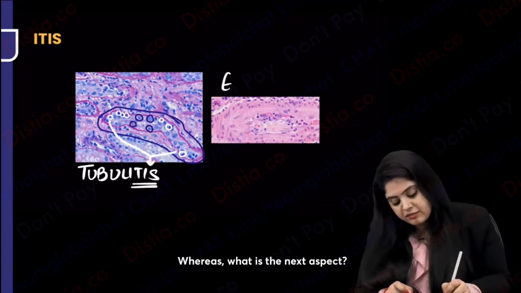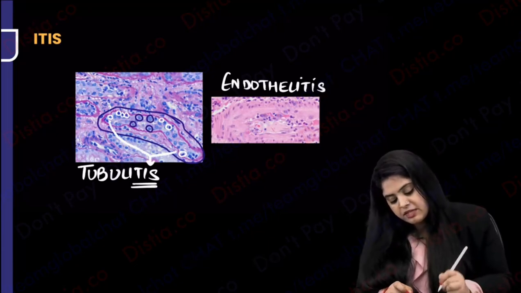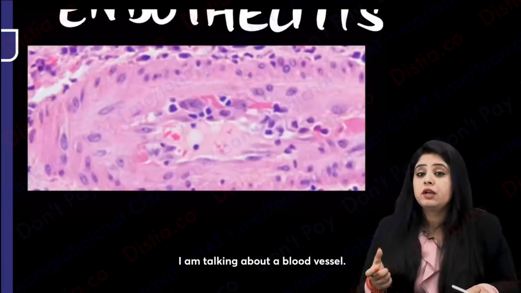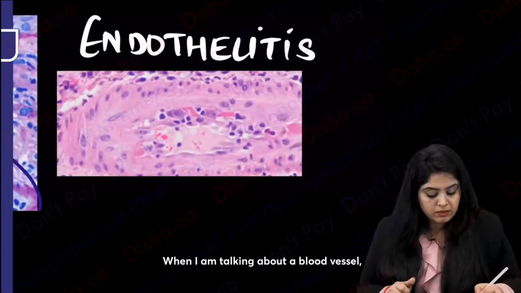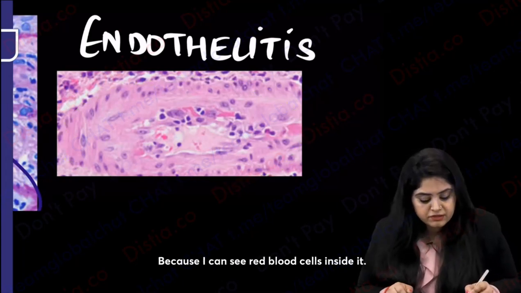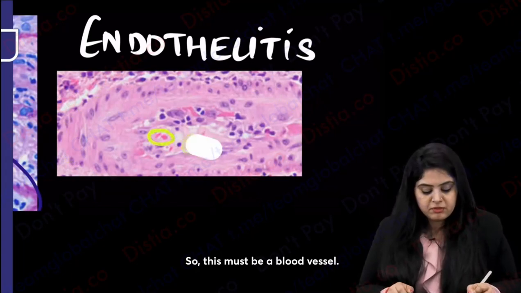What is the next aspect? The next aspect is known as endothelitis. So when I zoom into this, firstly, endothelitis means I'm talking about a blood vessel. I can definitely see that this is a blood vessel. Why? Because I can see red blood cells inside it. So yeah, this must be a blood vessel.